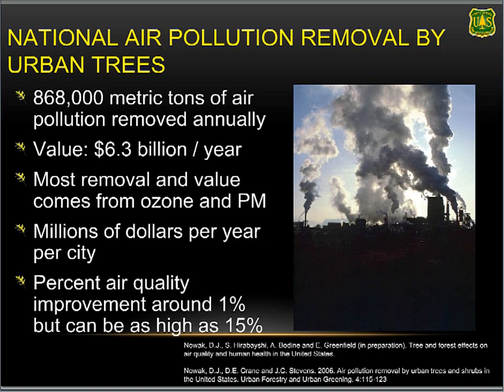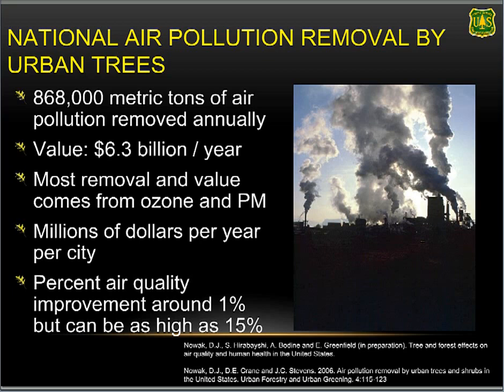These are the latest numbers we have on national air pollution removal. This is the paper we're working on right now. We estimate about 668,000 metric tons of air pollution are removed annually. It's worth about $6.3 billion per year just in the urban areas alone. Most of that removal and value comes from ozone and PM2.5, because that's where most of the mortality impacts are estimated. On a city level, it's millions of dollars per year per city, depending on how big your city is and what your tree cover is. Percent air quality improvement is typically around 1% due to pollution removal. It can be as high as 15%.